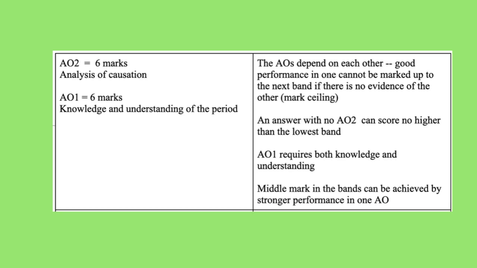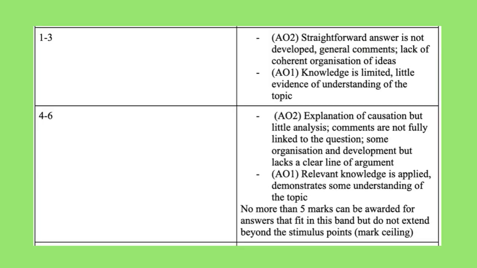That brings us on nicely to AO1, which is worth the other 6 marks. So that is where you bring in your own knowledge and understanding of the period to support your argument. Here are the bottom 2 bands for this question. Again, our overview video explains all of this in much more detail, but have a read through to try and decide where you think your answer would fit.